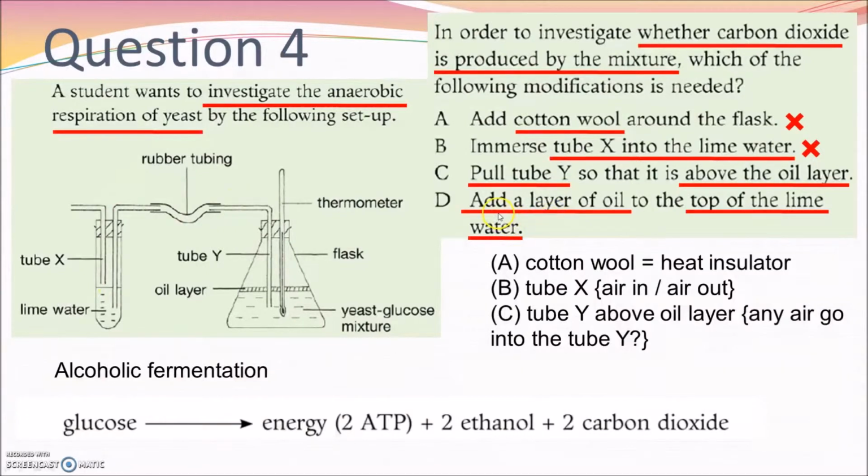Okay, and for D, add a layer of oil to the top of the lime water. That means add the oil here. So what is the use of the oil layer? Actually, the function is to block, to prevent the oxygen from dissolving in the solution. Remember that we are going to investigate the anaerobic respiration, but not aerobic.